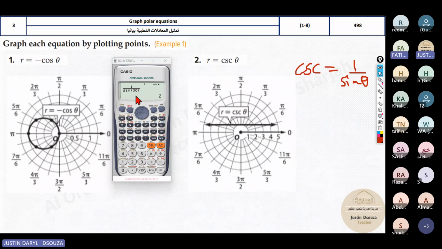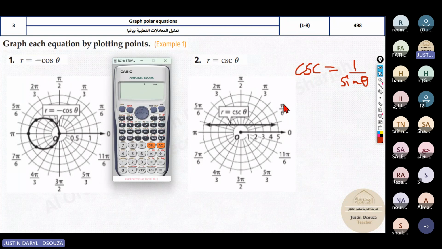Just do the inverse of sine and cosine and tan? No, inverse is something different. You won't get the answer. It's 1 divided by sine. Because the inverse is different, you'll get a math error over here because it's not in the domain. So remember about that. It's 1 divided by sine theta.